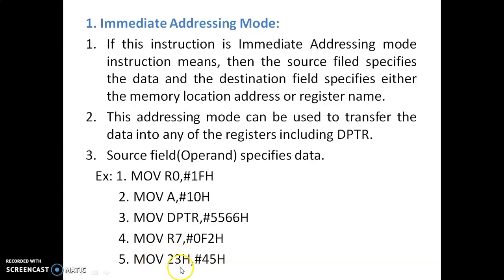This instruction says that the data 45H is transferred to the memory location 23H. You know that for the lower 128 bytes, the address locations run from 00H to 7FH. So in the middle, at the 23H address location, after executing this instruction, the 23H address location is going to have the data 45H. So this is about the immediate addressing mode.